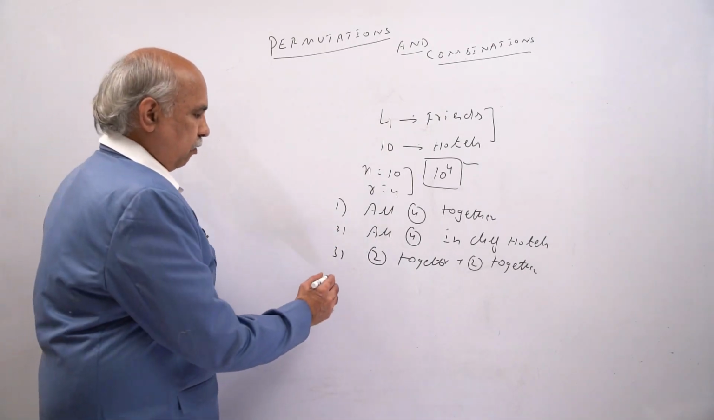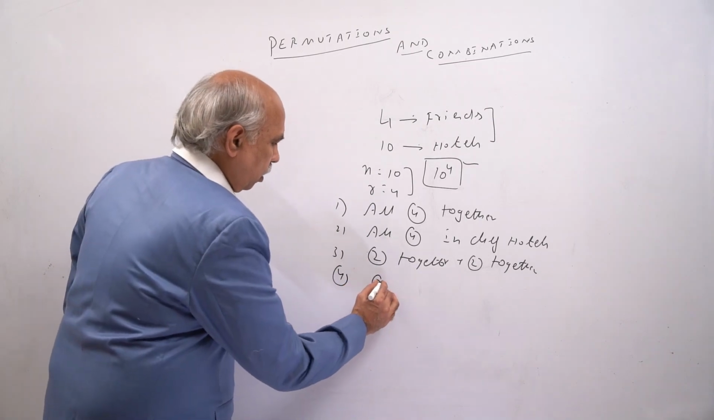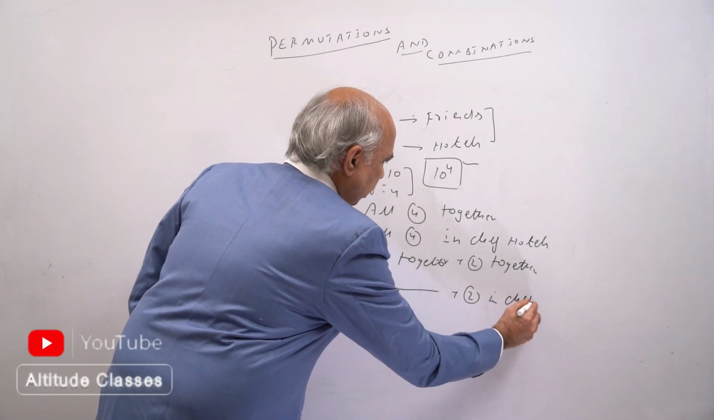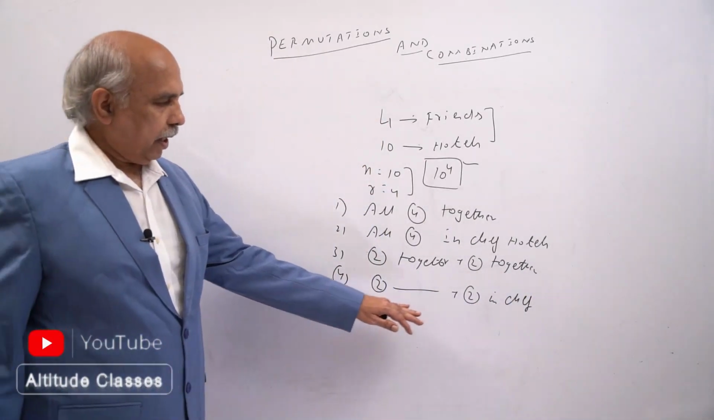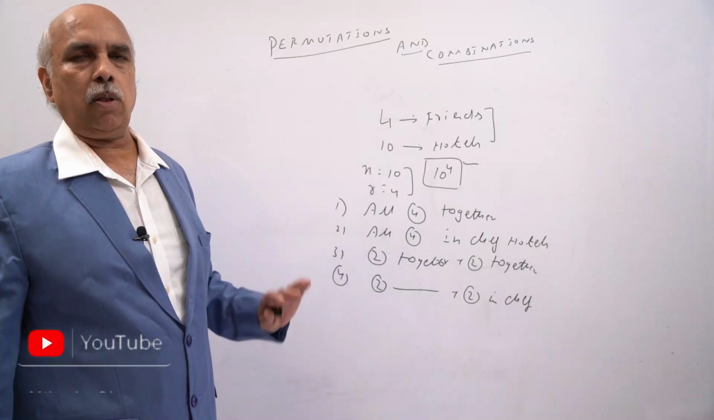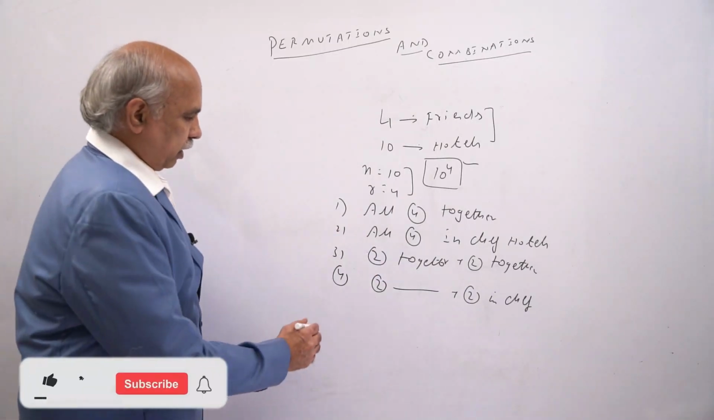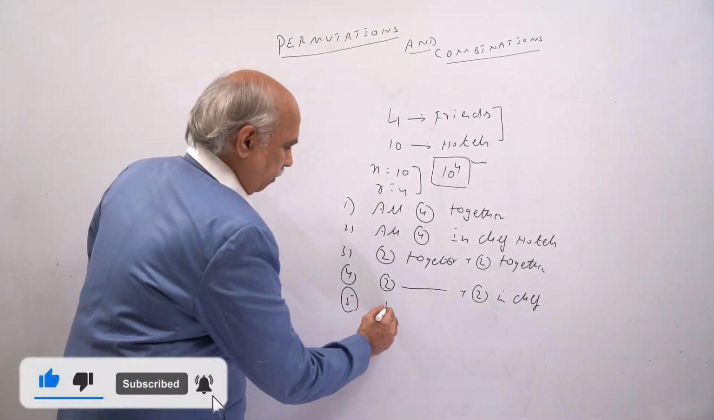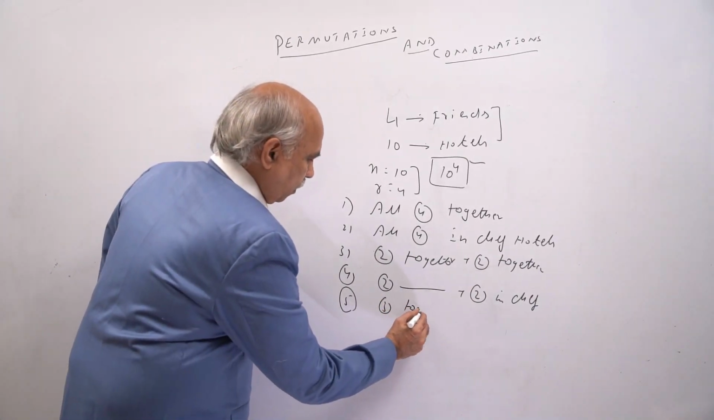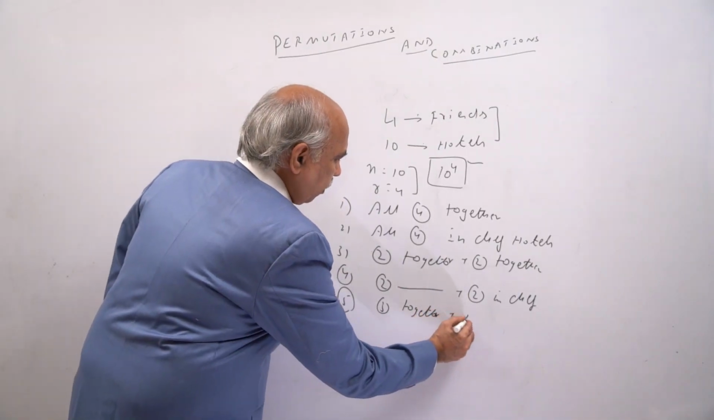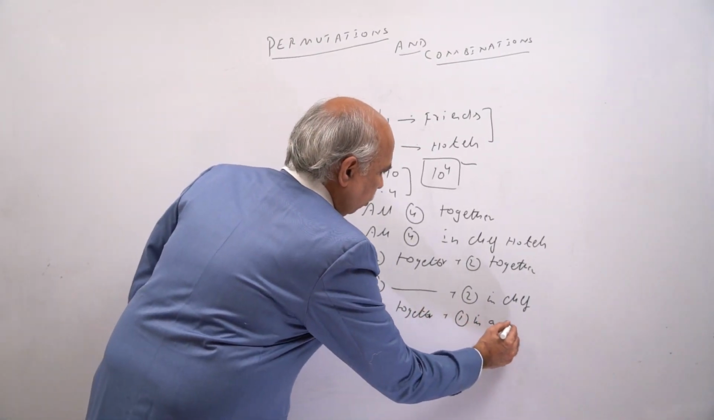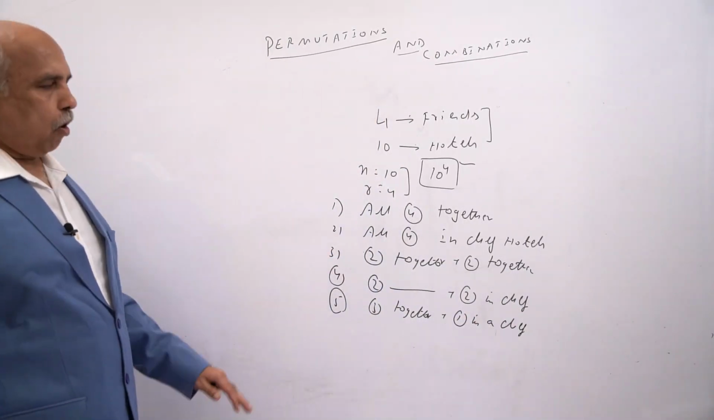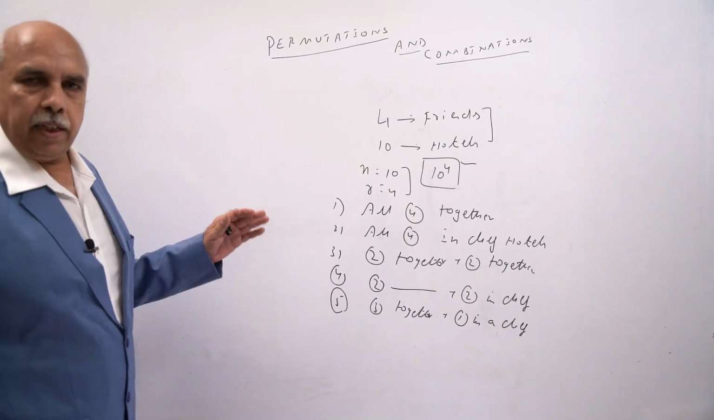Third case. What is the fourth case we can get? 2 together and 2 in different hotels. Here in this case, there is 1 hotel and 2 hotels, so 3 hotels are occupied, remaining 7 hotels are empty. Then there can be a fifth case: 3 together and 1 in a different hotel. So all the cases, whatever are possible, we are considering.